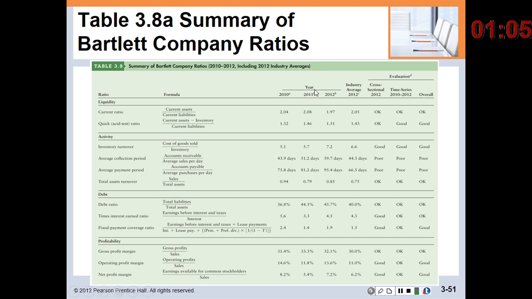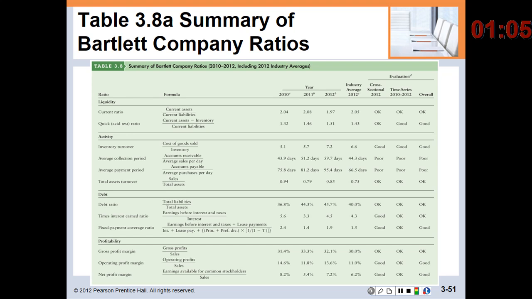You've got some historical data here, so 2010, 2011, 2012, so you can do a time series analysis. You can see if they're increasing or decreasing. You've got the industry average, and just some general comments here on, is this doing well, is it doing poorly? So there's really nothing scientific about this. There's no magic number that says if the current ratio is so much greater or less than the industry average, the company's doing good or bad.